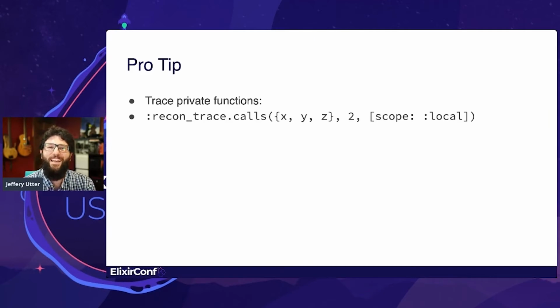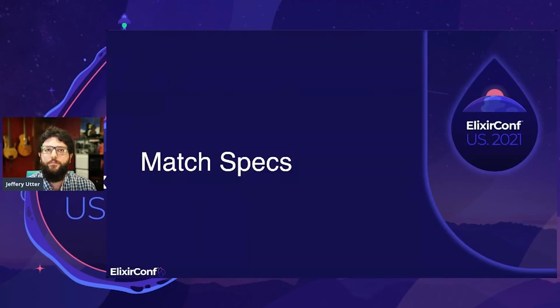as I admit to something. Before I learned about this option, I may have, on an occasion or two, when I needed to debug a private function, copy and pasted the code into my editor, find and replace all the defp's with def, and pasted it back into my console to replace the running code so I could trace it. I'm not proud of that, but sometimes you got to do what you got to do. But now, obviously, this is the safer way to go about it. You can pass this option scope local, and you can trace private functions as well.